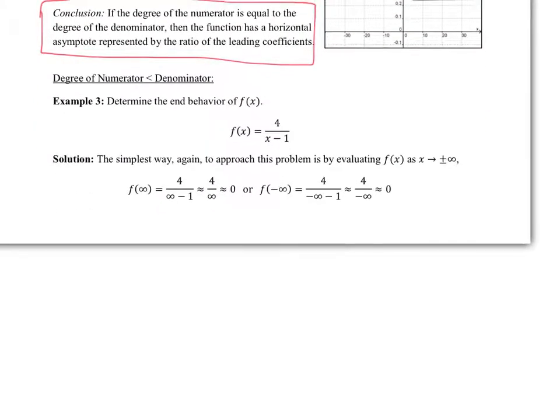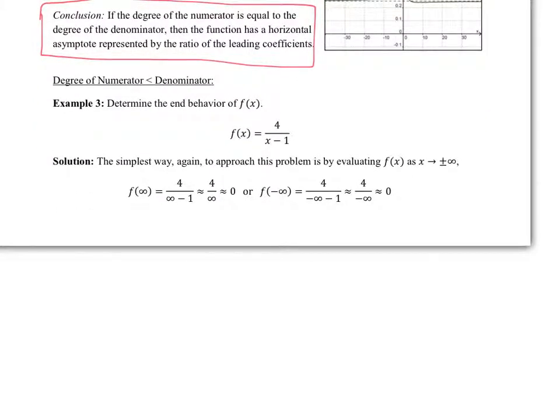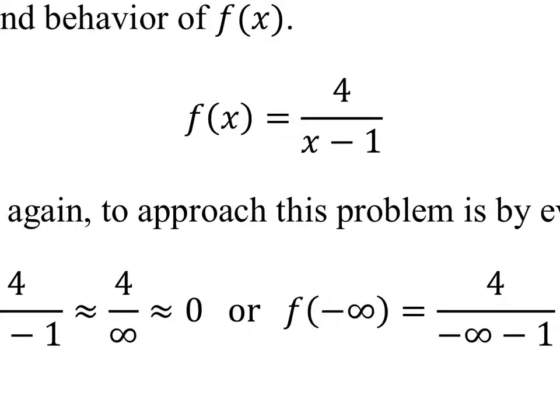Let's look at the second example now, or the second case. When the degree of the numerator is no longer equal, but less than that of the denominator. What's the degree of the denominator in this example here? And what's the degree of the numerator? Zero. How do you know that? It doesn't have an exponent. Well, I think it does, Luca. I see an exponent. Good.